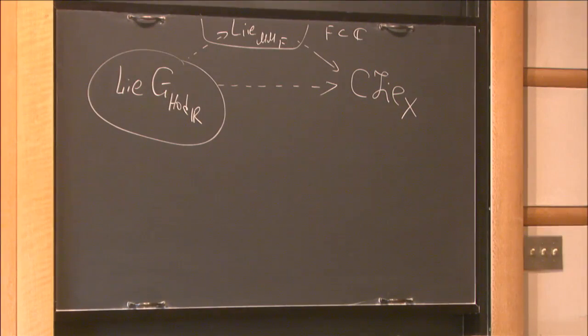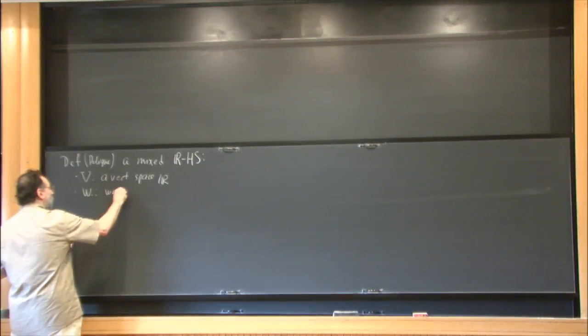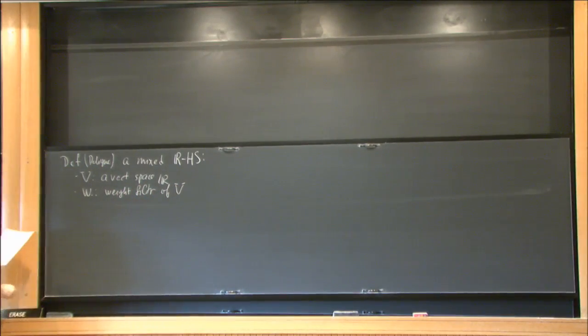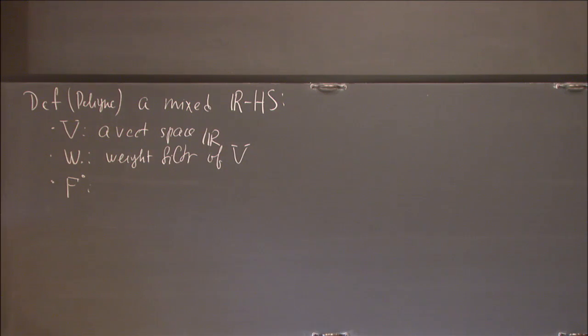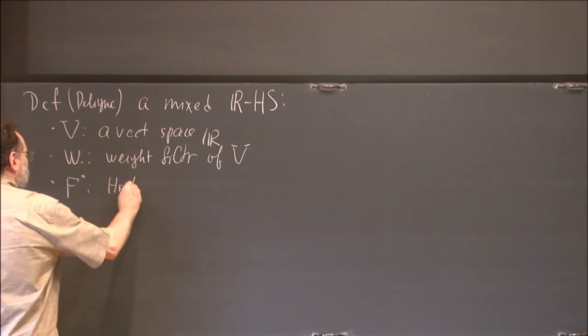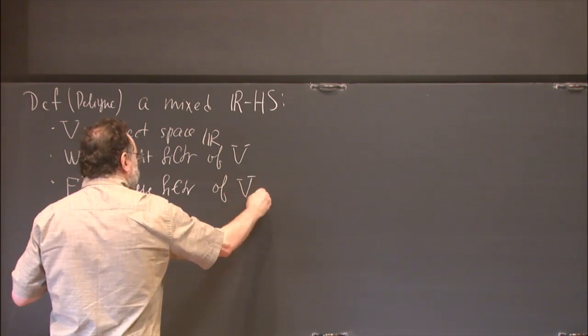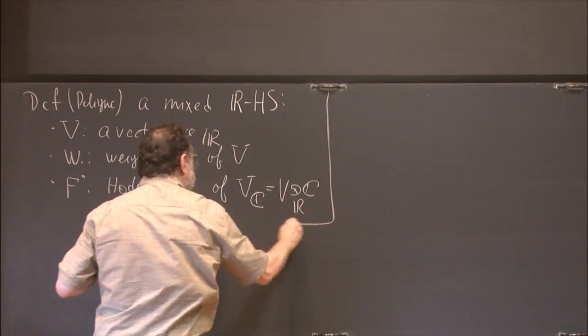So first of all, we have V, a vector space over reals. Then you have W. It's an increasing filtration, so it's a weight filtration of this vector space over reals. And then there is another filtration, decreasing, descending, the Hodge filtration. And now it's a filtration of the complexification of the space. That's a standard definition.